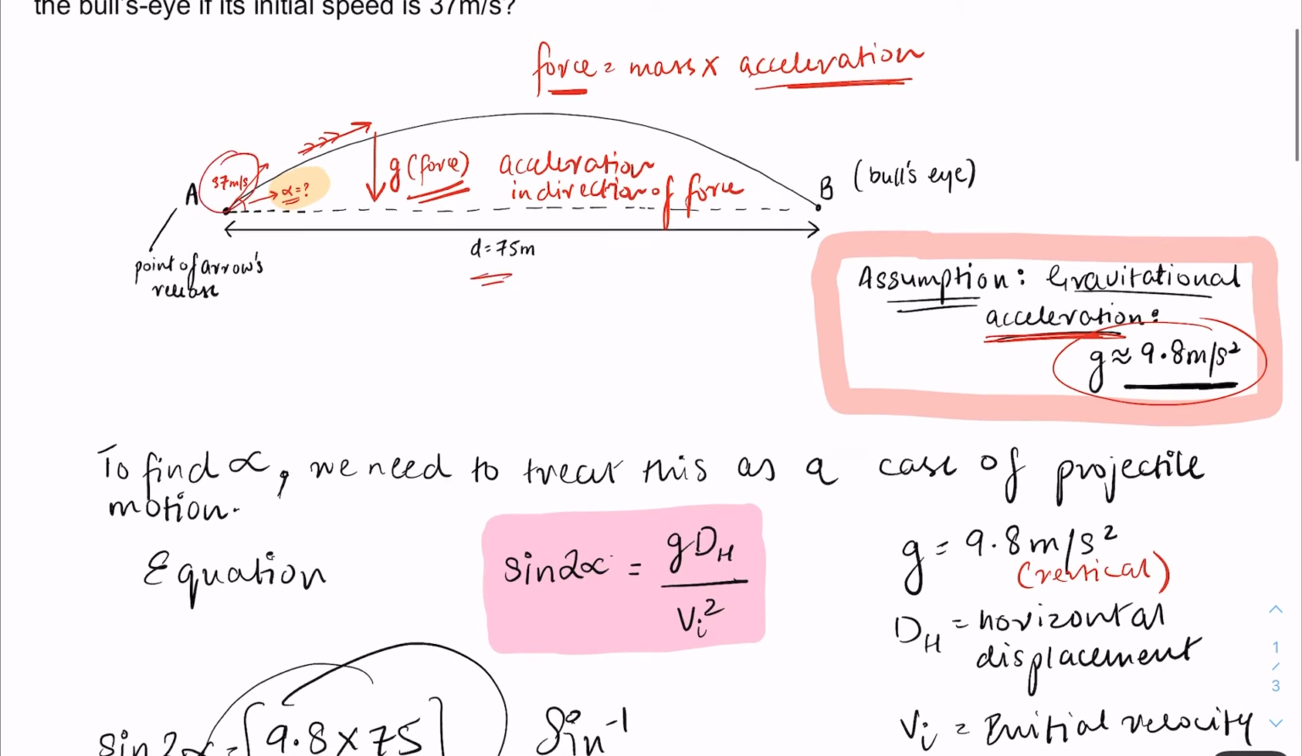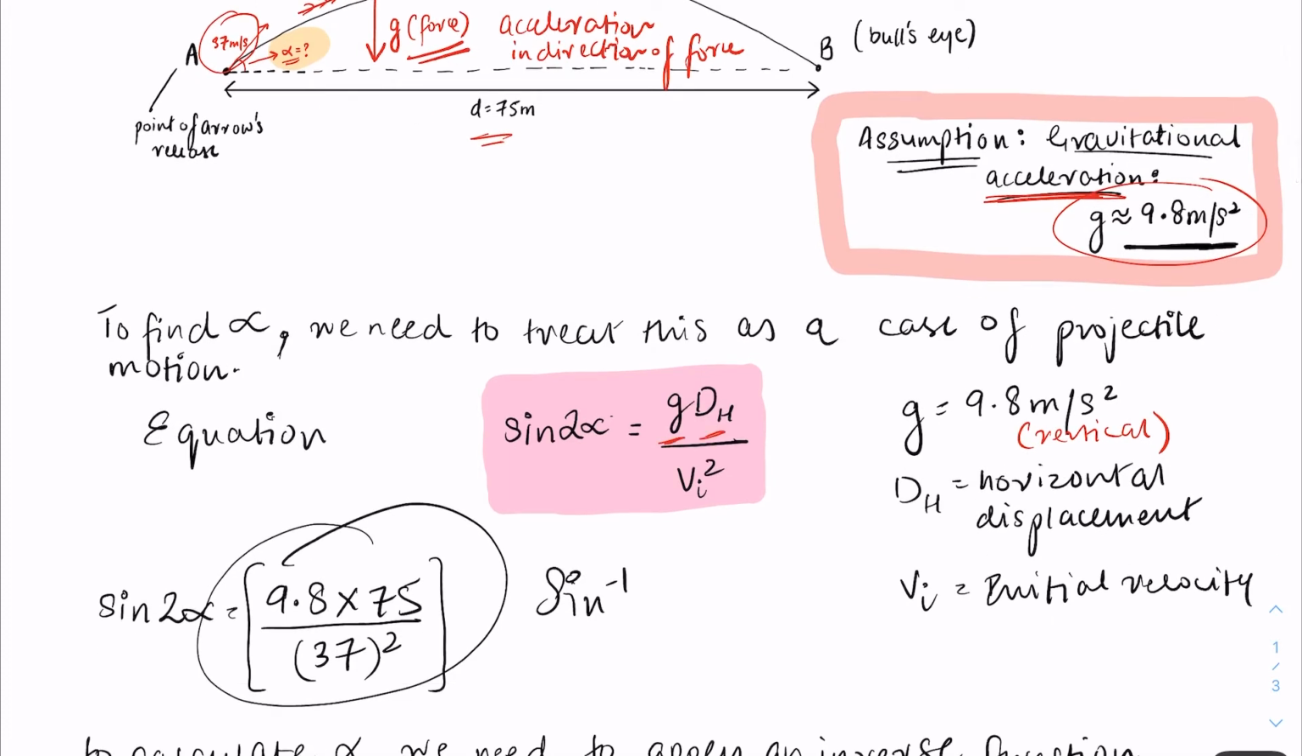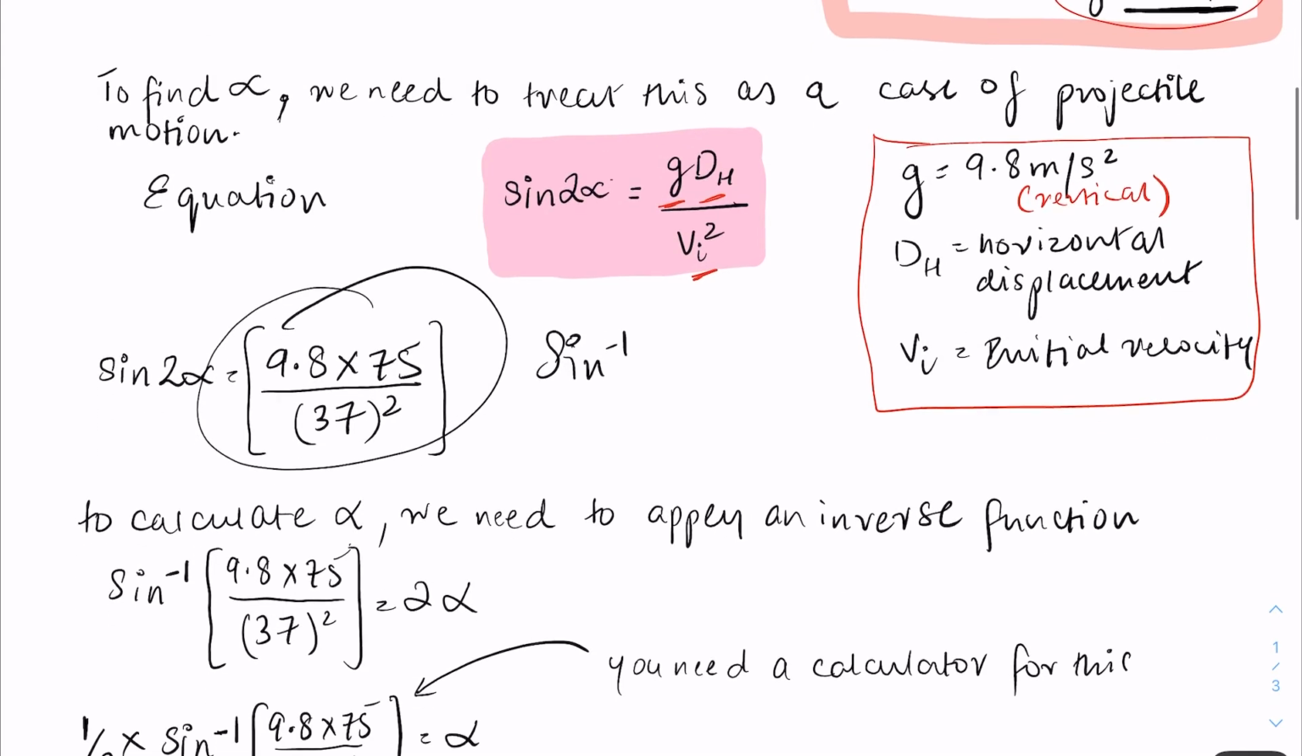Okay, so let's go over the formula again. Sine 2 alpha equals g d over v squared. So I've labeled this for your convenience. Okay, so let's use this equation.